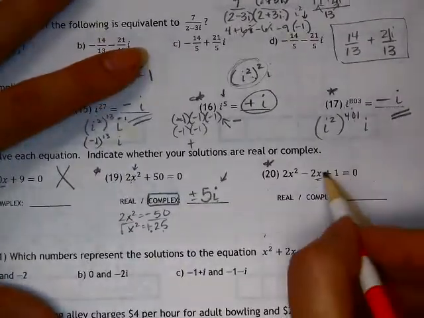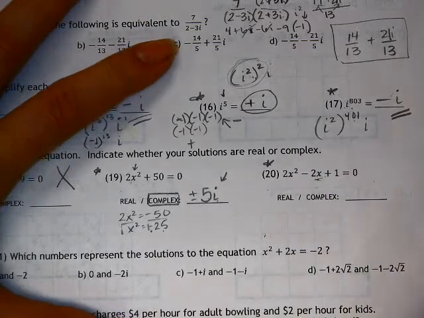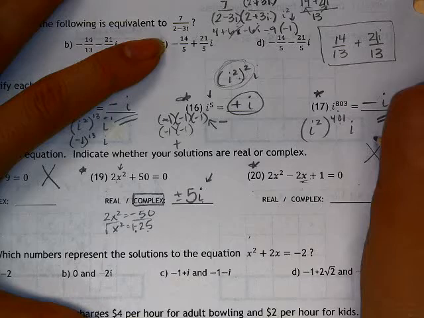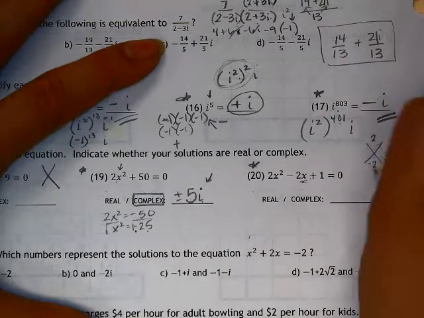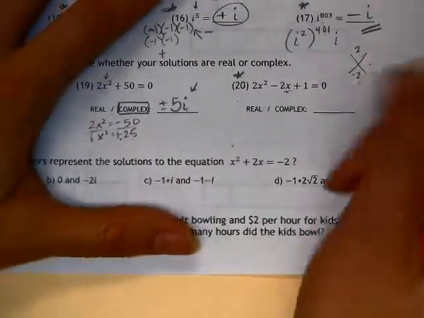Let's look at 20. We can't do that because I have two different things that need to be taken care of there. We look to see if it's factorable. We have 2 and negative 2. There's nothing that multiplies to get 2 and combines to get negative 2. So quadratic formula is our solution.